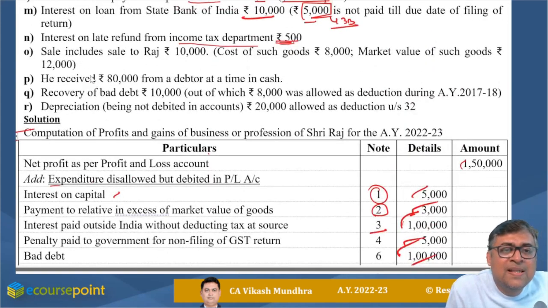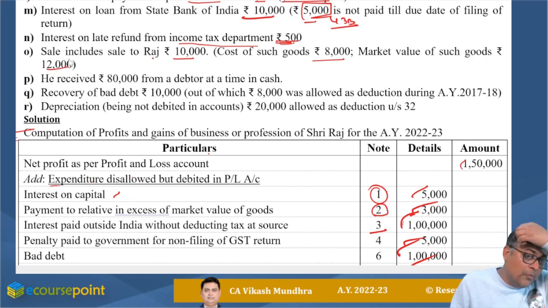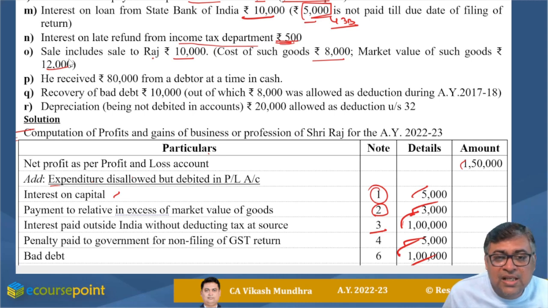The next one, sale includes sales to Raj rupees 10,000, cost of such goods rupees 8,000, and market value of such goods rupees 12,000. Now, we know that no one earns from himself. If the proprietor himself bought goods from his own shop, the profit element should be nullified, and whatever the cost of those goods, it is considered as a drawing. So this should also be added back.